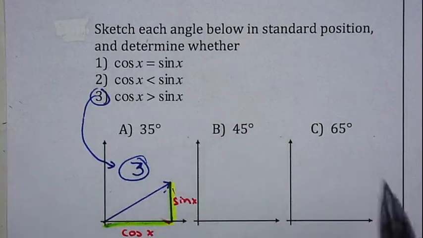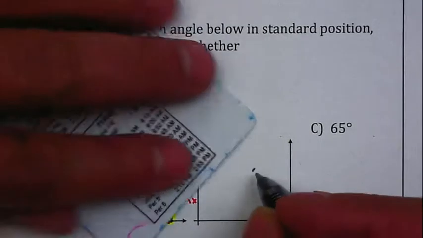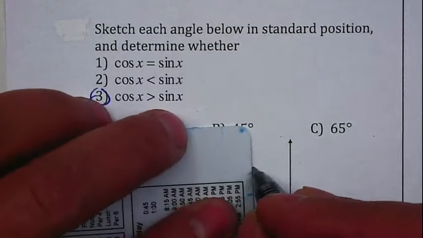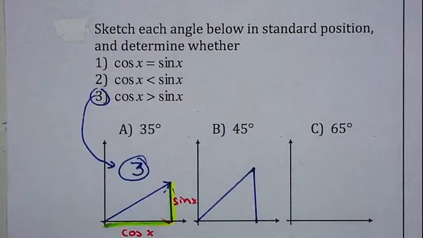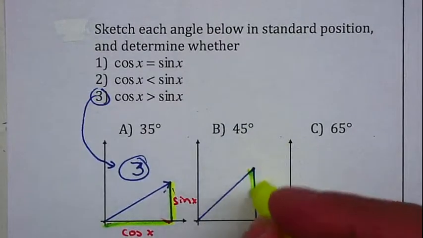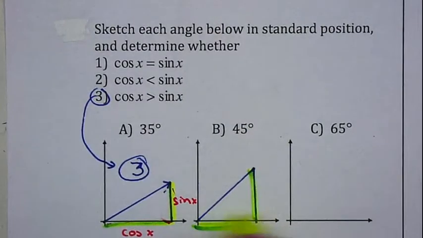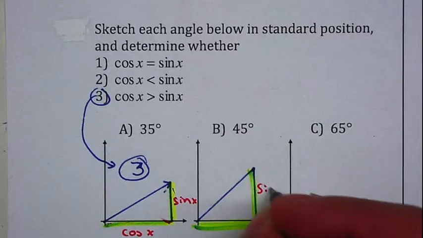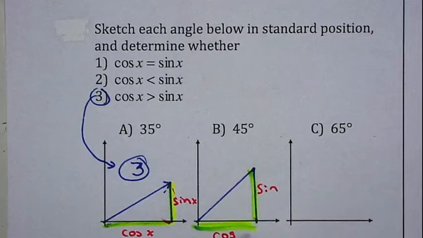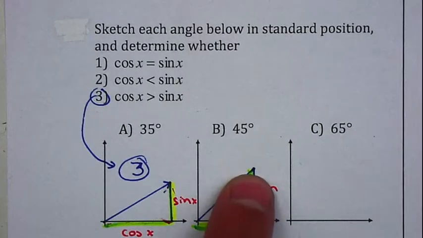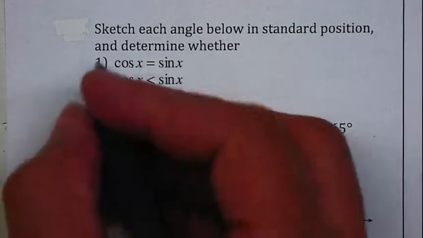Letter B, 45 degrees. 45 degrees is your halfway mark. And I'm going to make my right triangle. Remember, your y is your sine, your x is your cosine. You do need to memorize it. So this will be your sine, and that will be your cosine. On a 45 degree, we have learned that your sine and your cosine are equal to each other. So therefore, that will be number 1.